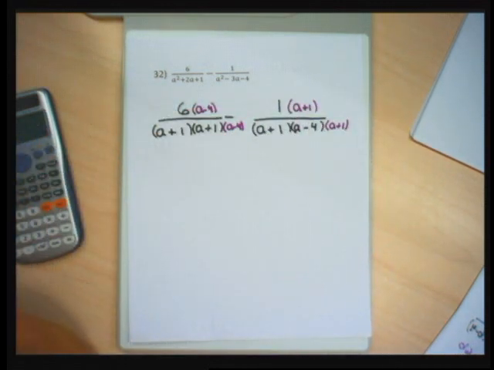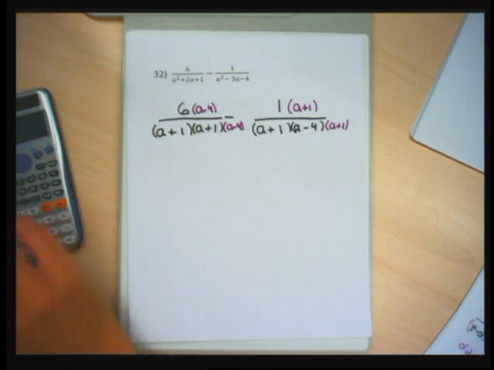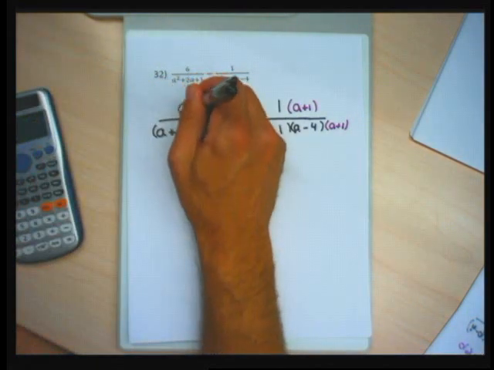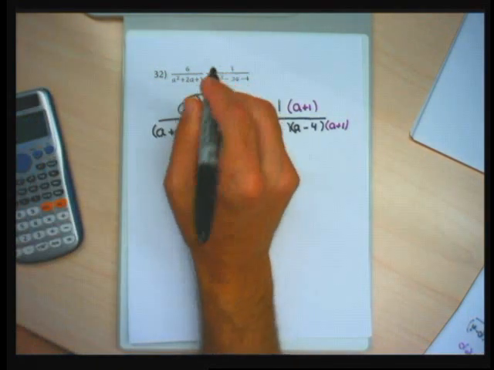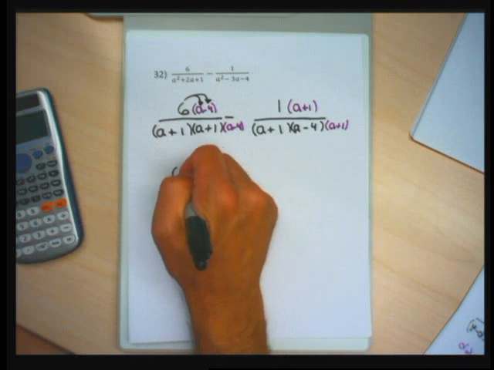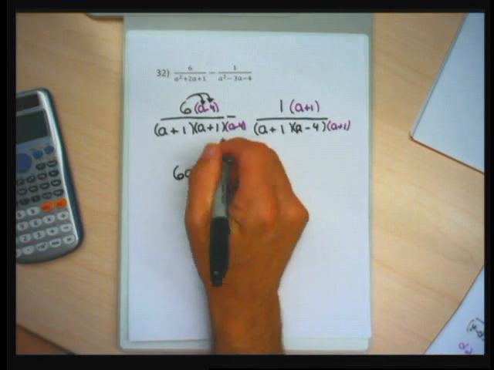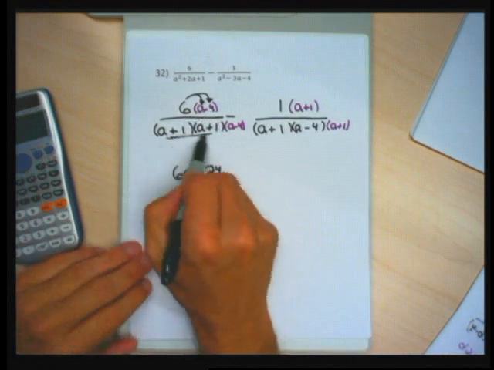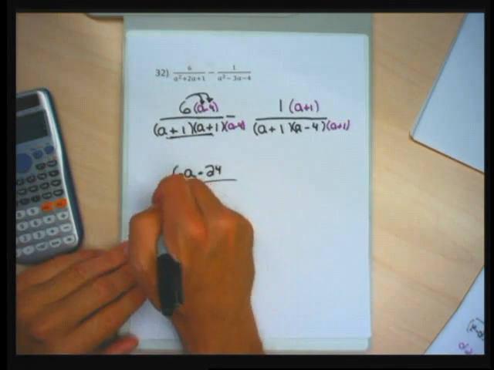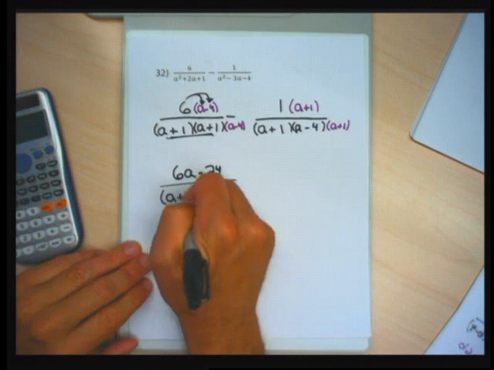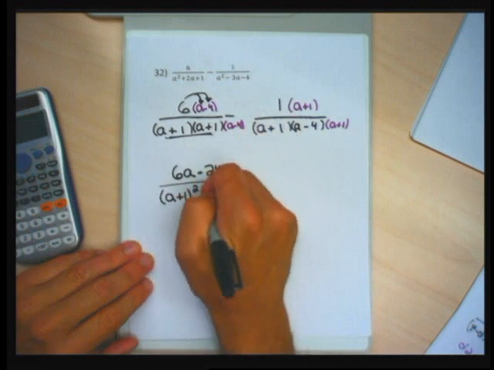Now I'm going to multiply out the numerators and write the denominators in the same order. So I'm going to go 6 times a, 6 times minus 4. 6 times a is 6a. 6 times minus 4 is minus 24. And I'm going to write this as a plus 1 squared. And this is a minus 4.